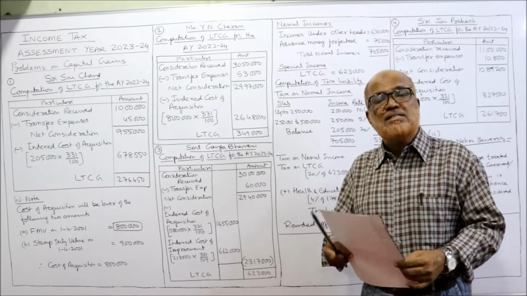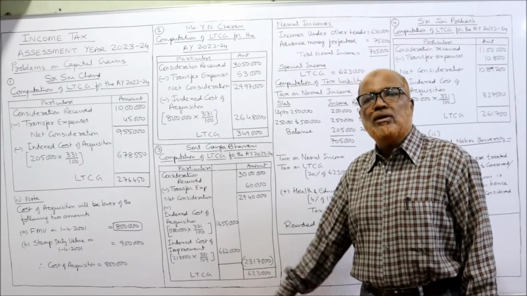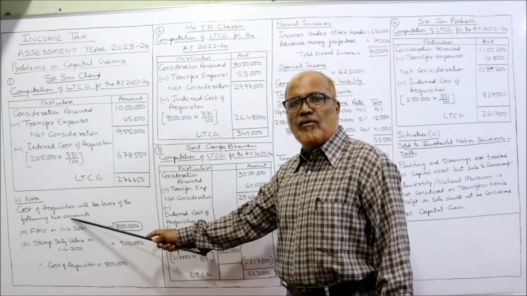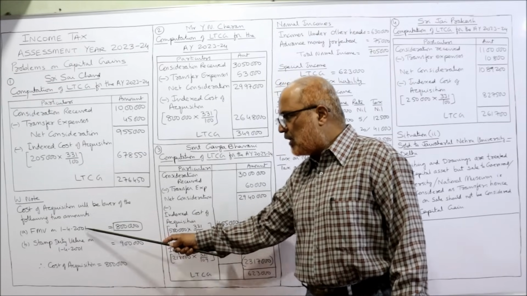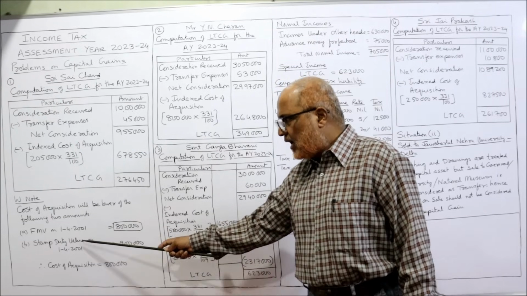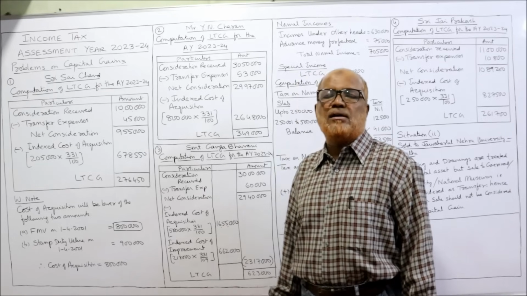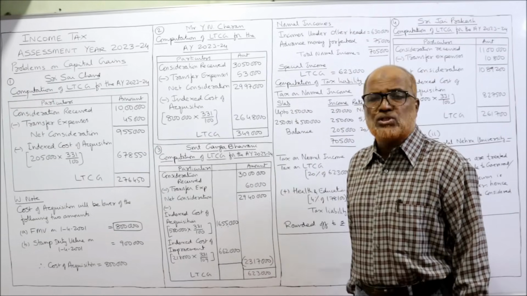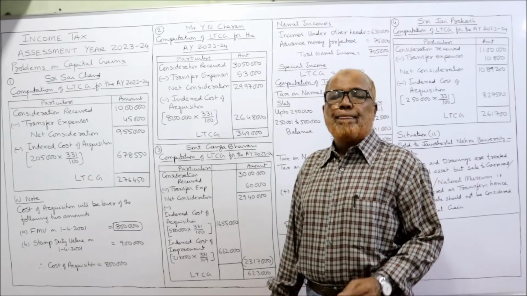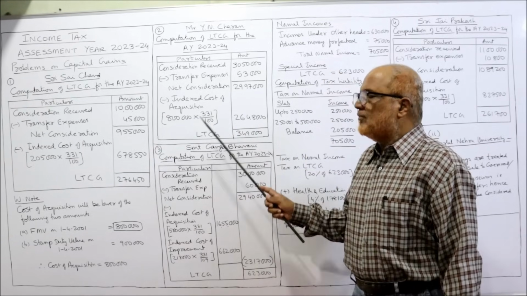But apart from that, stamp duty value is also given. So whenever stamp duty value is given, take the lower of the two. Cost of acquisition will be lower of the following two amounts: fair market value on 1/4/2001, 8 lakh, and stamp duty value, 9 lakh. Whichever is less, 8 lakh is the cost of acquisition. So cost of acquisition 8 lakh into current year index. The current year index is given in the problem, 331.